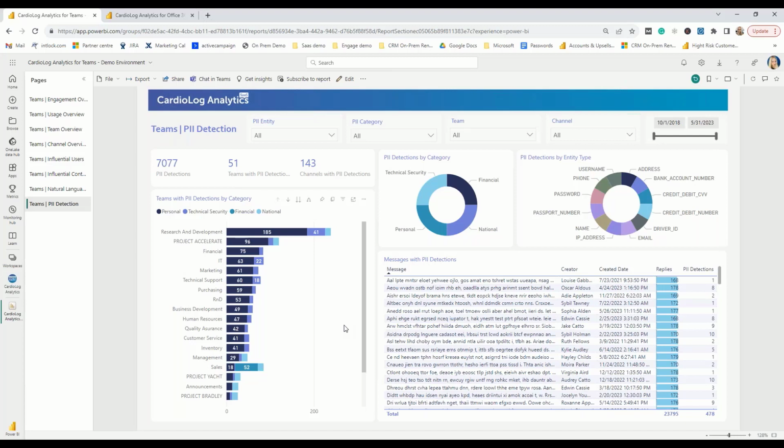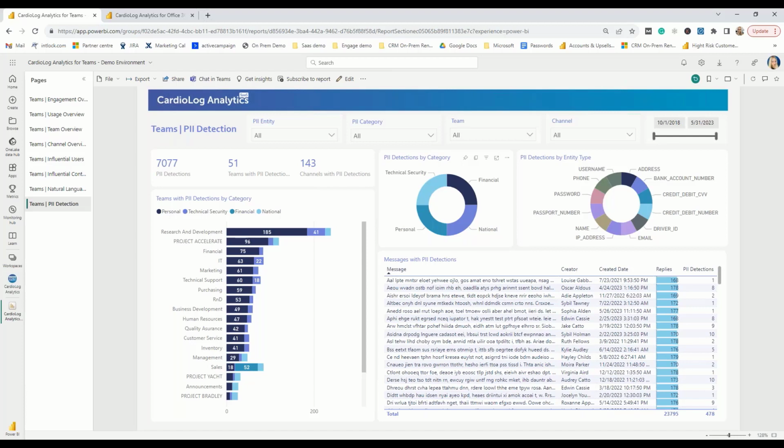Here also we have a donut chart that presents the PII detections by category, in general, not specifically for a team. So you know in general for the entire organization how many PII detections you have for each category. You can use that as a filter as well. If you click on financial, then of course, it's going to filter the entire dashboard to present all the information about PII detections from the financial world and so on and so forth. So that's very useful as a filter. Let me remove that again.